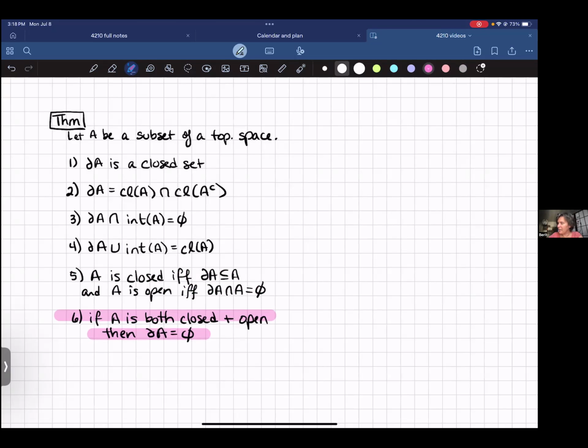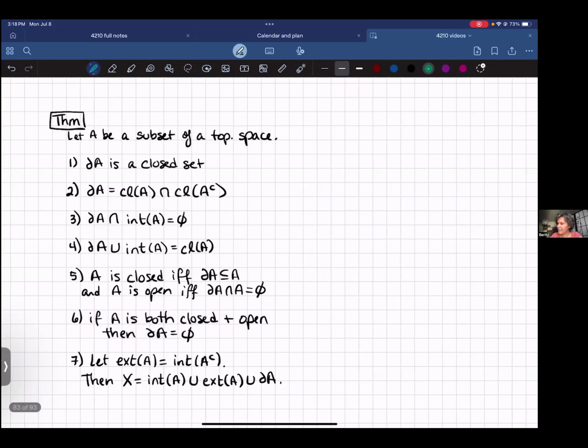Another way to think about it is that if A is both closed and open, then A is equal to the closure of A, and also A is equal to the interior of A. And so the boundary of A would be A minus A, which would be the empty set.